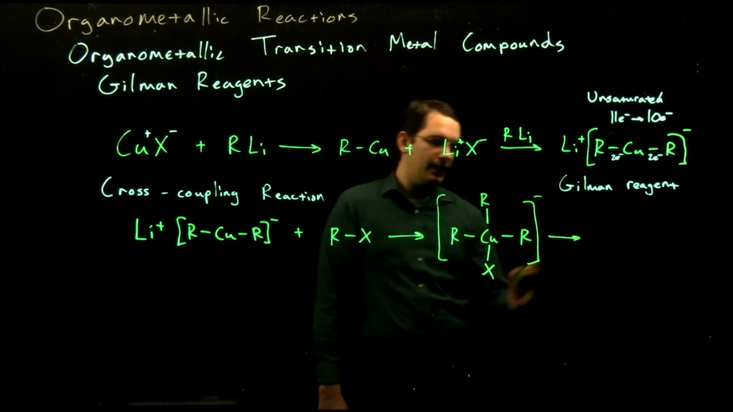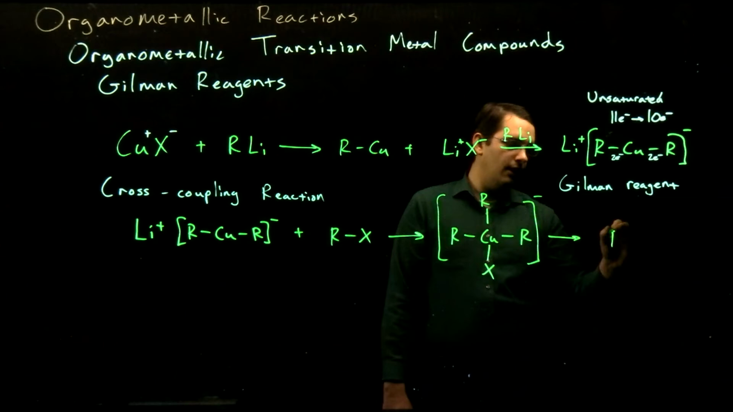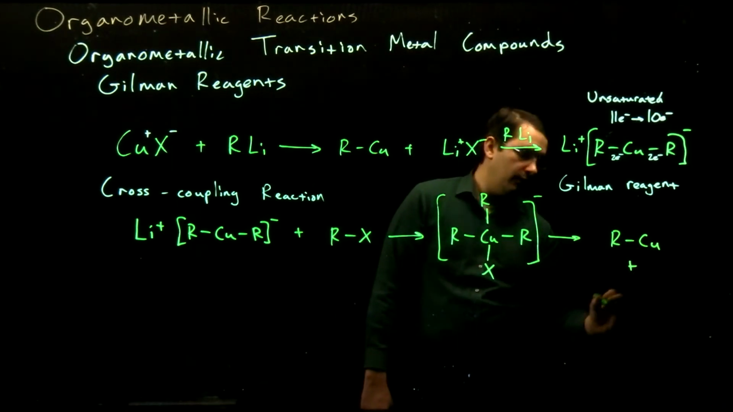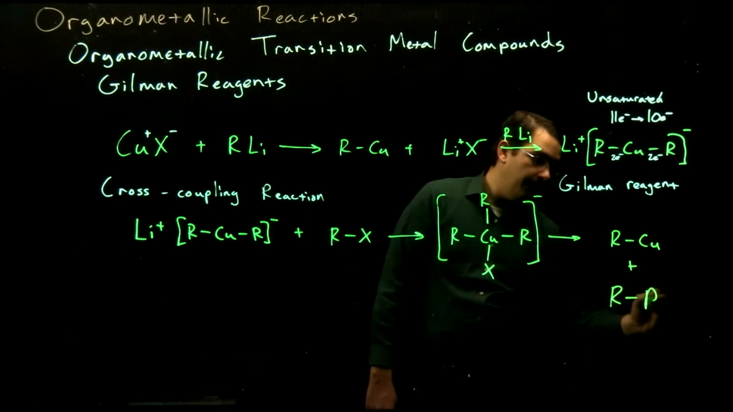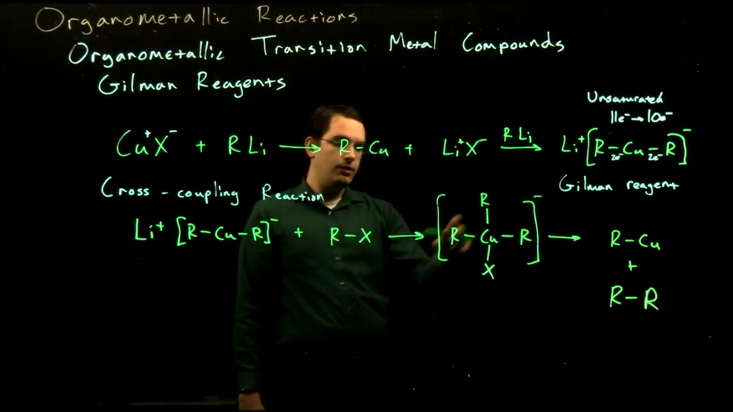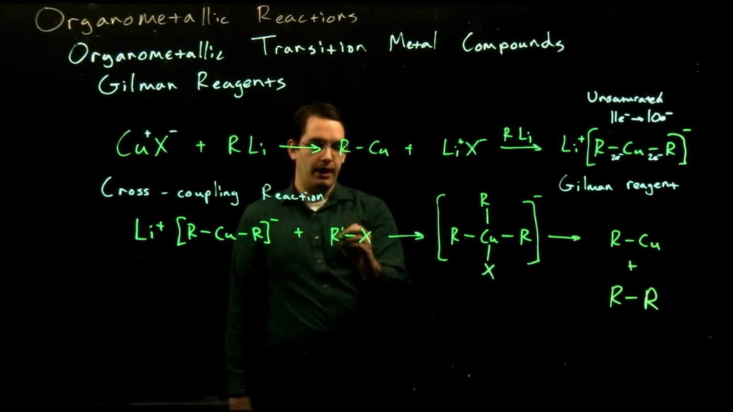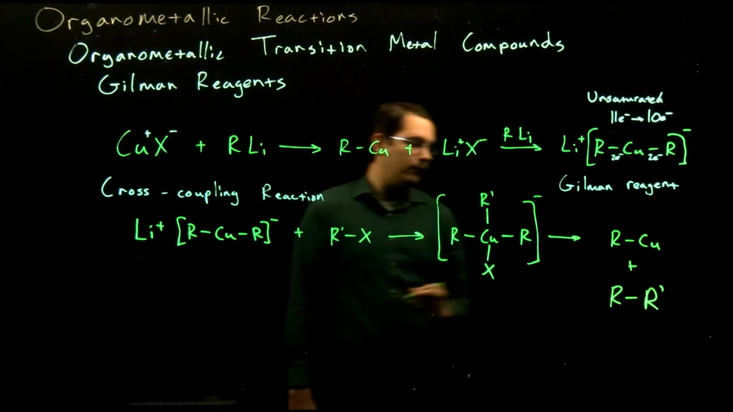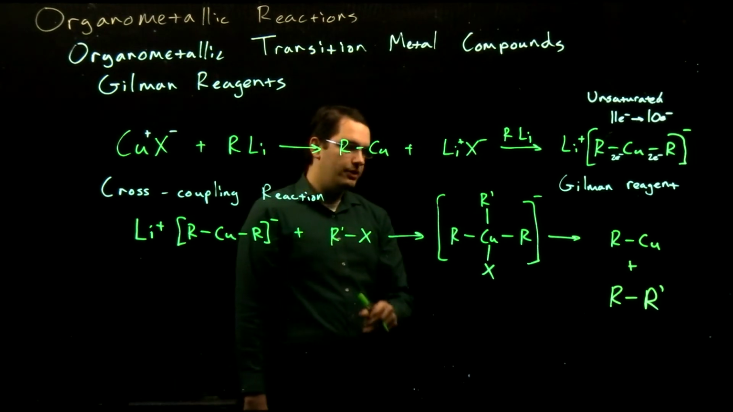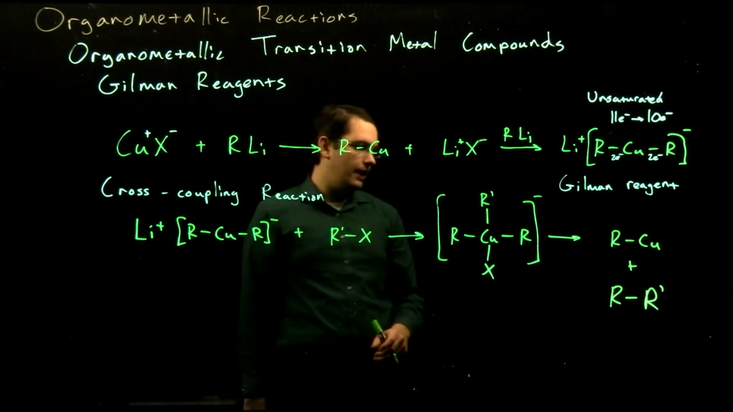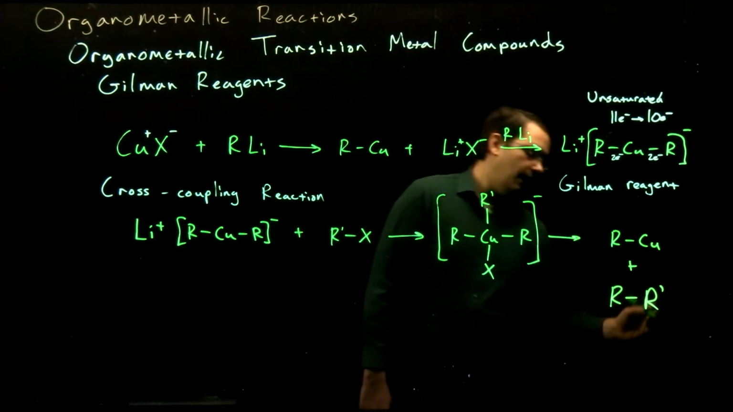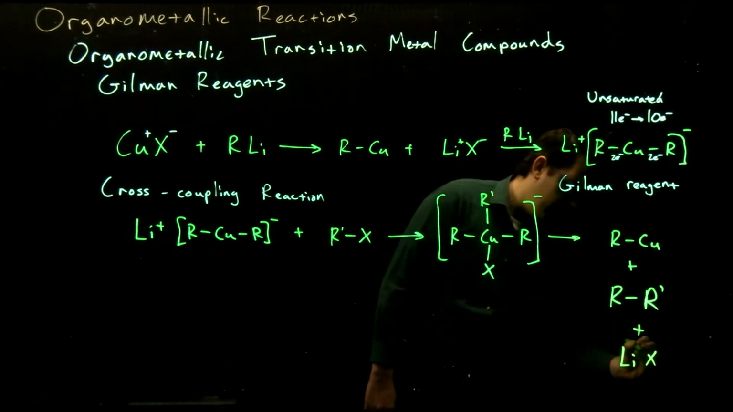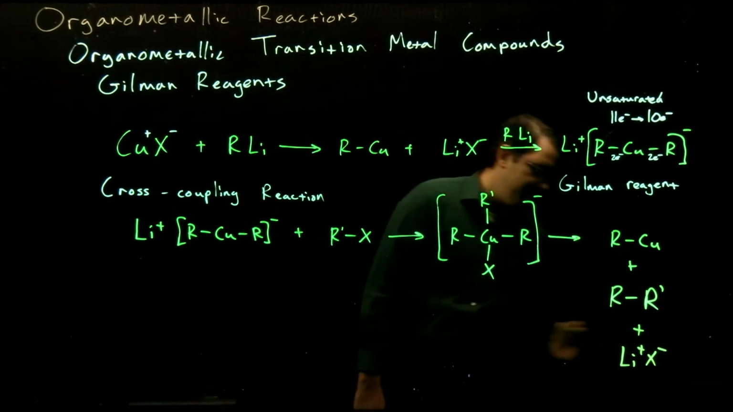But then this will break apart and we'll get an alkyl copper compound, and a combination of 2 of our carbon groups. So we'll be combining one of our carbon groups from the alkyl halide together with one of the carbon groups from our original carbon groups that were attached to our copper. And then we also produce our lithium halide ionic complex.